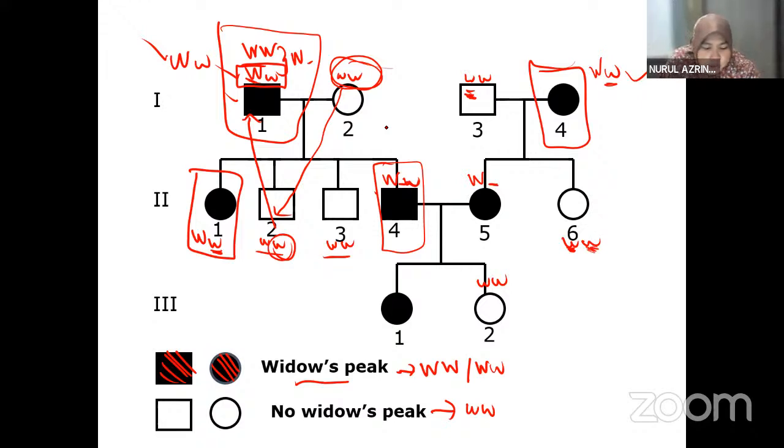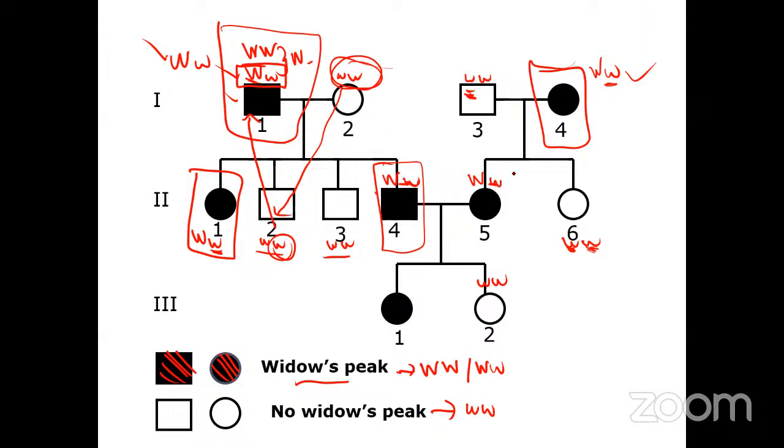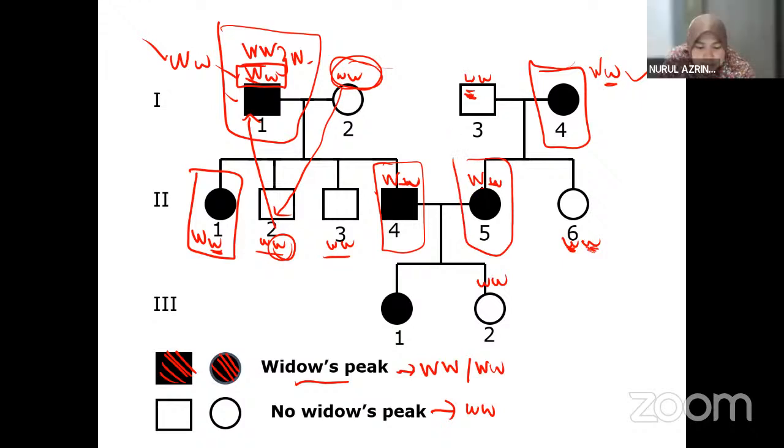Okay. 2-5? Sama. Betul tak? Betul. Sama. 2-5 pun sama. Sebab nak jadikan dia widow speak, dia mesti ada satu dominant allele which dia dapat daripada mak dia, and then one small w daripada ayah dia. Okay. And last one.